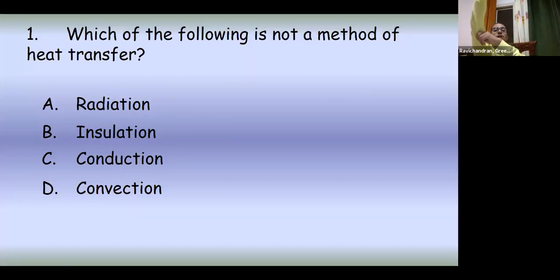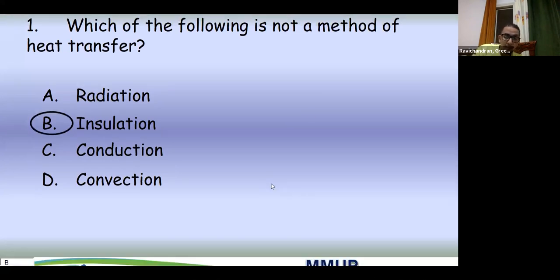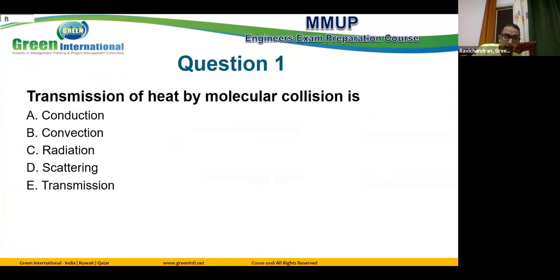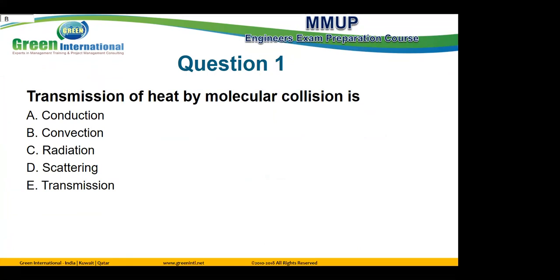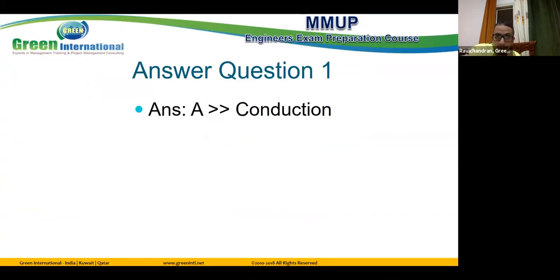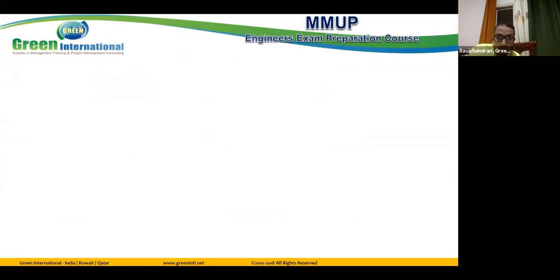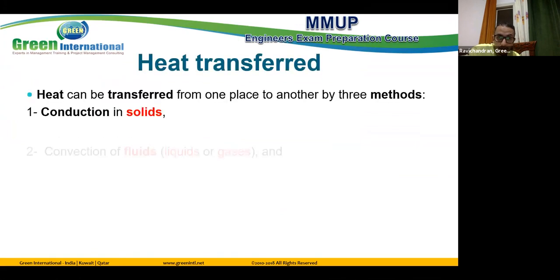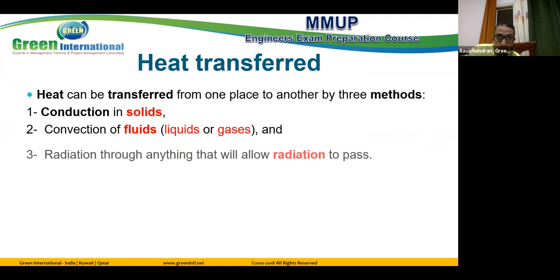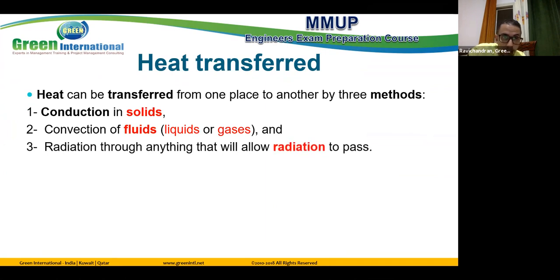Which of the following is not a method of heat transfer? Insulation. Transmission of heat by molecule collision is conduction. Yes, the first answer is conduction. It can be done from one place to another place. Conduction, convection, radiation.